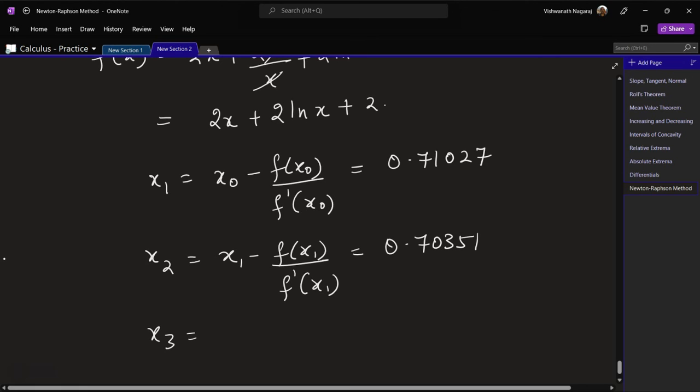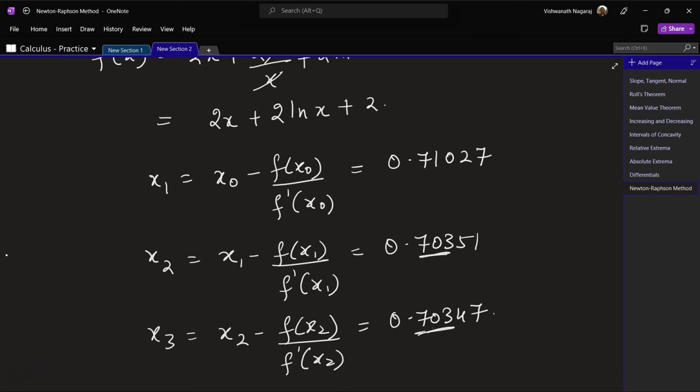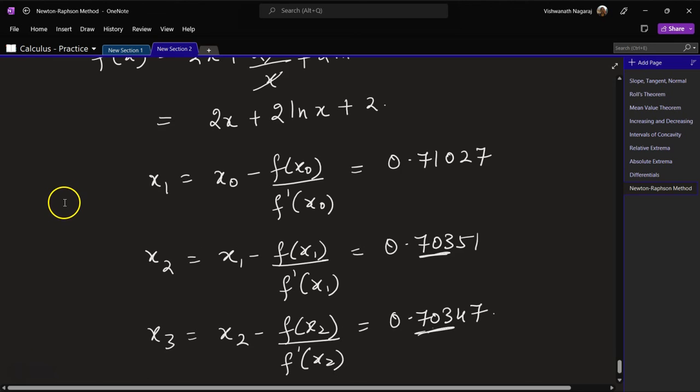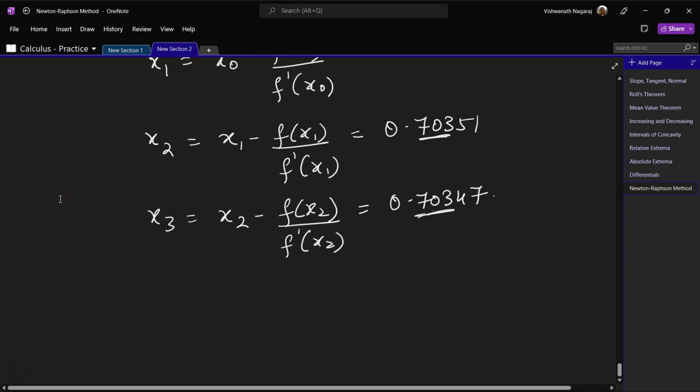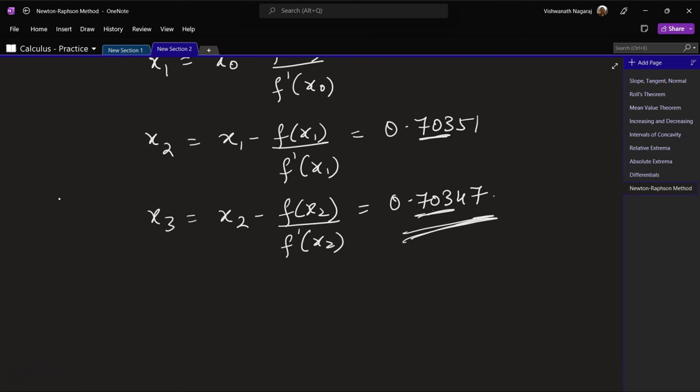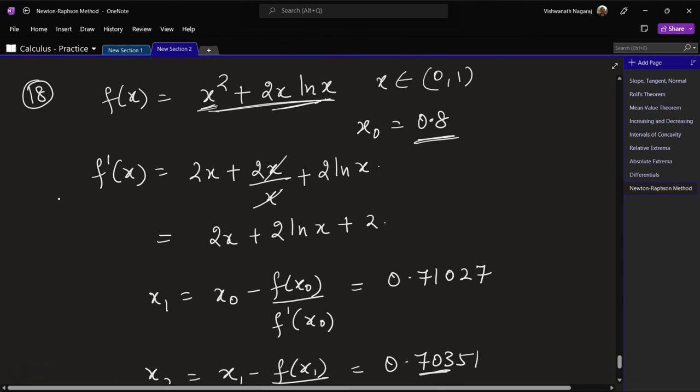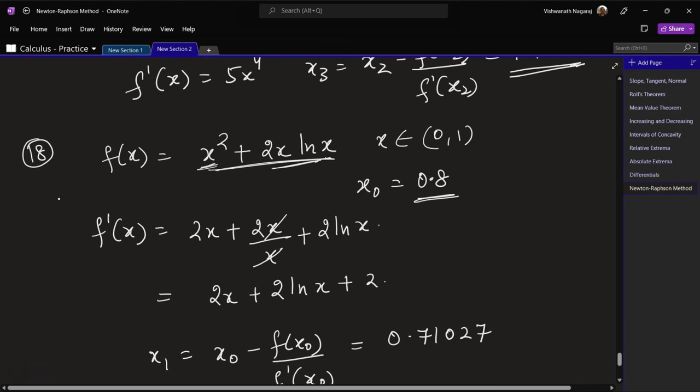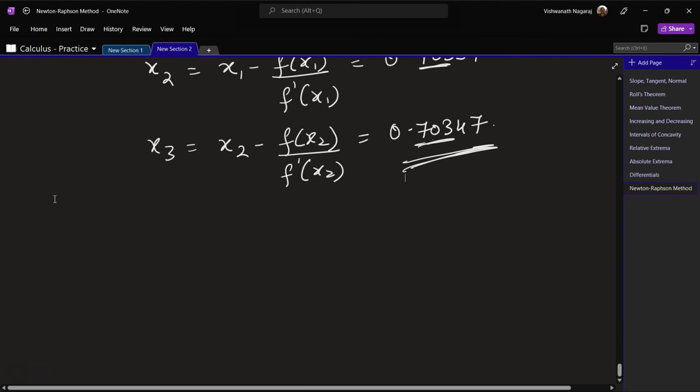Let's take one more. So x2 minus f of x2 by f prime of x2. This gives us 0.70347. If we round this off, it becomes 5. If we round this off also, it is 5. So up to 4 decimal places, we can stop. So this would be the value of x when f of x is equal to 0. So that is Newton's method.